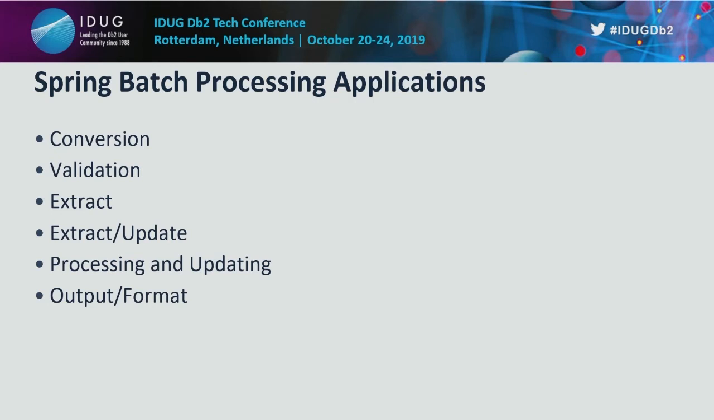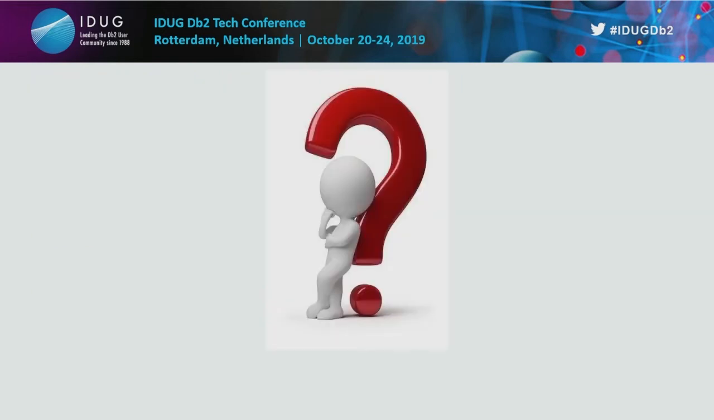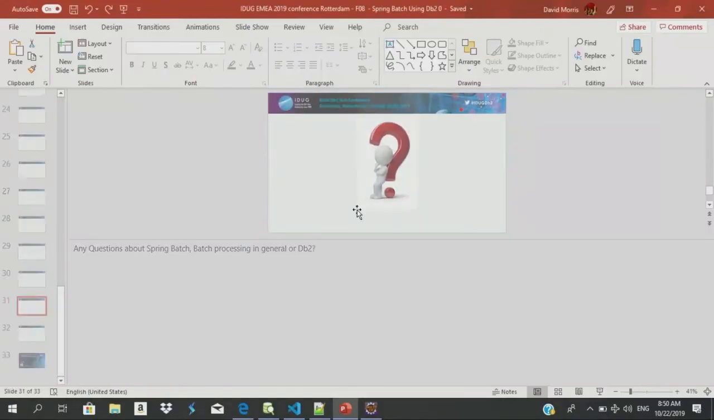Spring Batch processing applications. There's several that are out there. Anything you do on mainframe you can do in Spring Batch. Conversion, validation, extract, update, processing, updating, output, and formatting. Okay, let me go right into the demo real quick. I wanted to make sure I had enough time. And I'll get right into that.